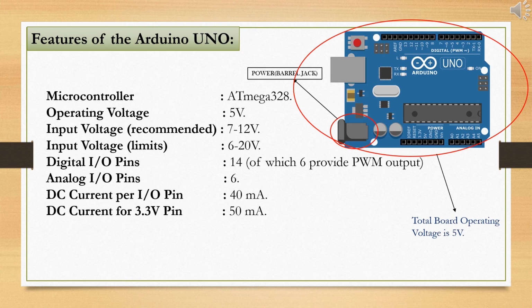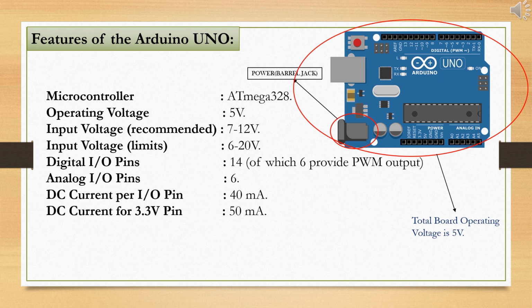Features of Arduino Uno. Guys, before you work with this Arduino Uno board, we should remember all these features. We know that the microcontroller used in this Arduino board is ATmega328. The total operating voltage of this Arduino board is 5 volts, that is, the IC's operating voltage is 5 volts. The recommended input voltage is 7 to 12 volts. The input voltage limit is 6 to 20 volts. Beyond this limit, our board burns.